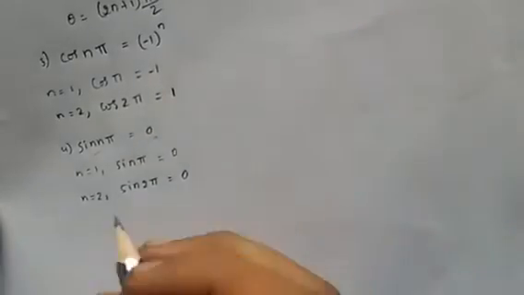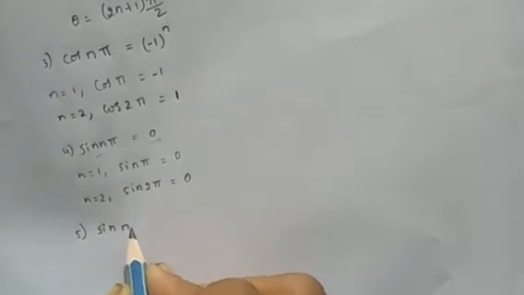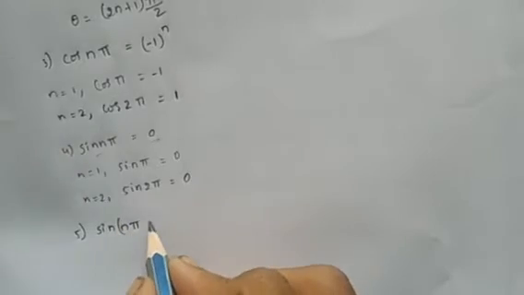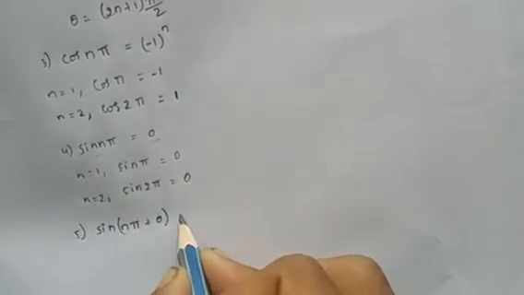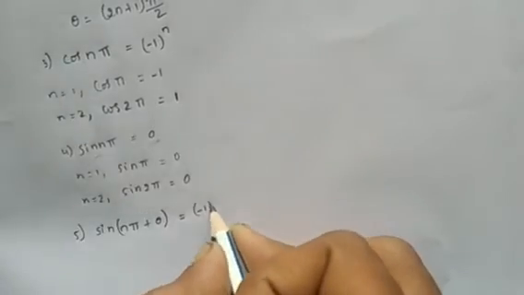The next, the fifth one, sin of (n pi plus theta). That value is minus 1 to the power n times sin theta.